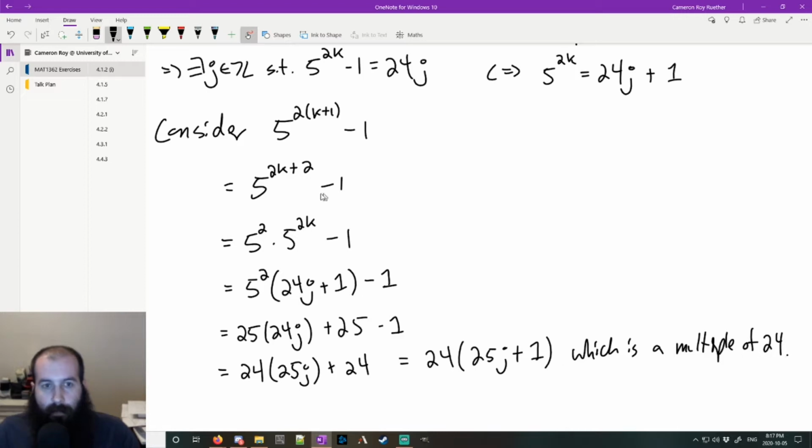This means 24 divides this expression, which is the expression at k plus 1. So the inductive step holds, which means that we've completed the proof by induction.